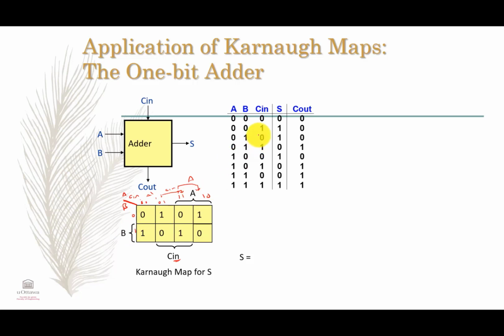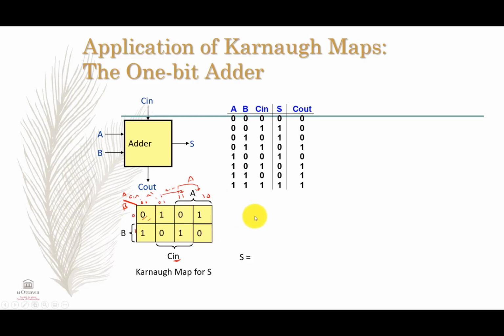So at 0, 0, 0, here we have 0, 0, and 0. I'm gonna put 0 because the sum here was equal to 0. At 0, 0, 1, I'm gonna put 1 because the sum was equal to 1, and so on.